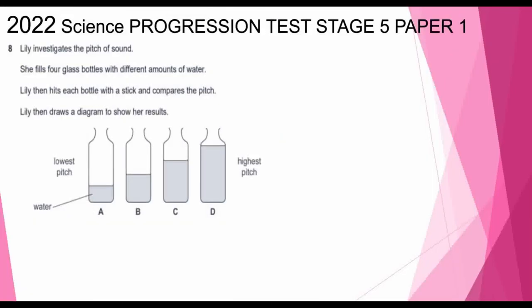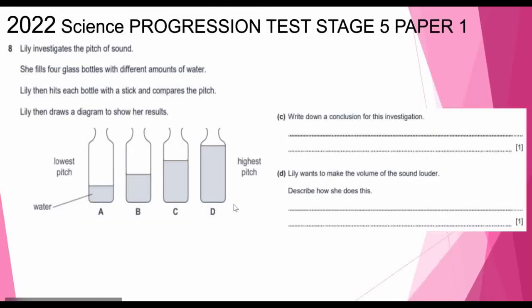Next, still question 8, and questions 8C and D. Write down a conclusion for this investigation. Lily wants to make the volume of the sound louder. Describe how she does this.